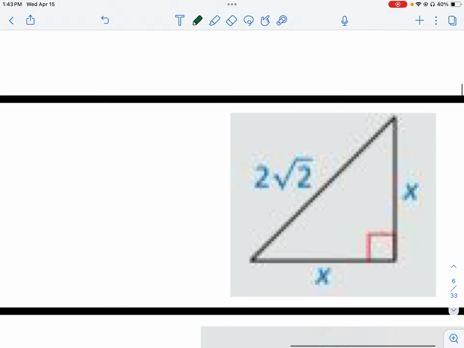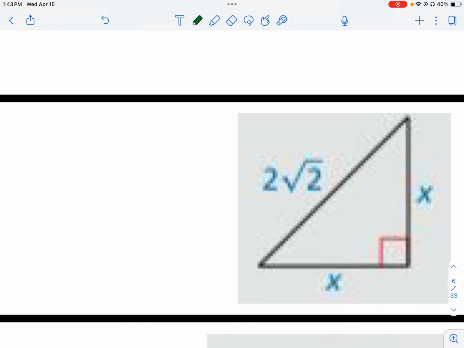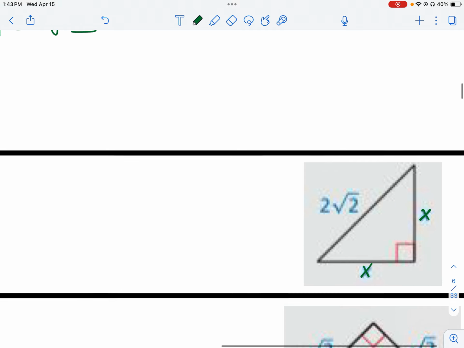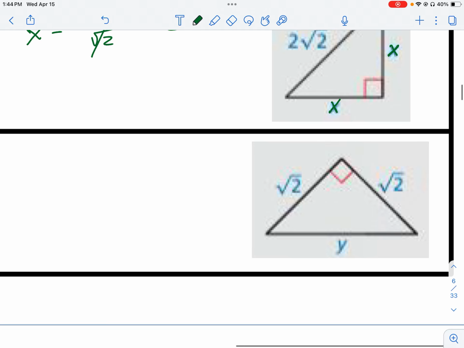So let's just do some more examples and see if we can recall what the rules are. So here I've got 2 legs that are the same, so it's an isosceles triangle, 45, 45, 90. So to go from the legs to the hypotenuse, I multiply by radical 2, but going in the other direction, I'm going to divide by radical 2. So x equals 2 radical 2 divided by radical 2. These cancel, so x equals 2. Easy enough.